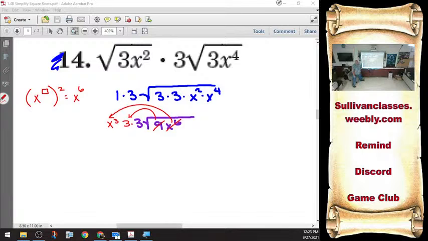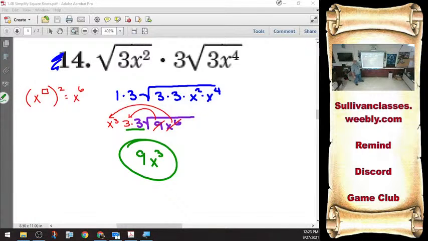Who's left in radical jail? No one. No one. So it all comes out. That just is what it is. I say 3 by 3 is 9 because they're both outside now. X to the 3rd. That's it.